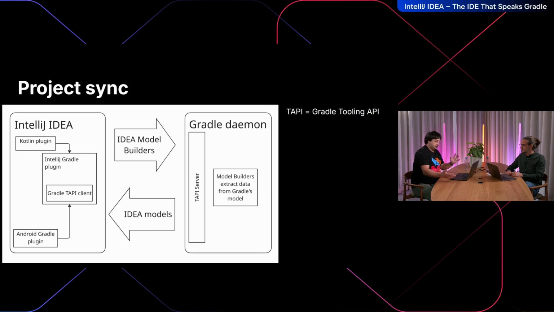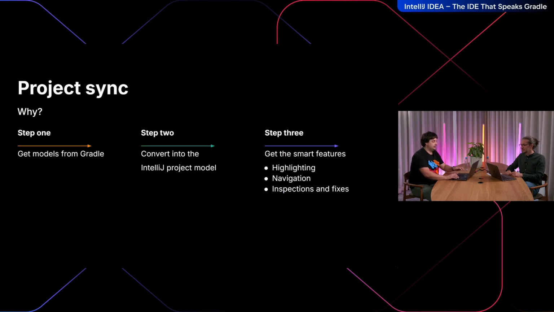What I'm trying to convey here is that we have several sets of information needed, and for each of these sets we run a separate model builder, and there may be several. And we collect information back from each of them. So this schema is only the first step of what sync actually is. We get raw data from Gradle.